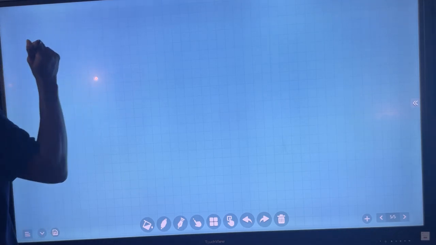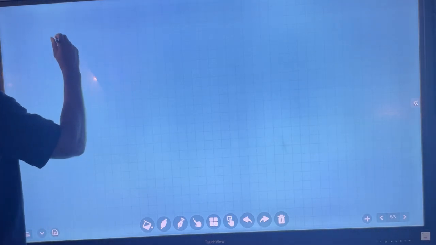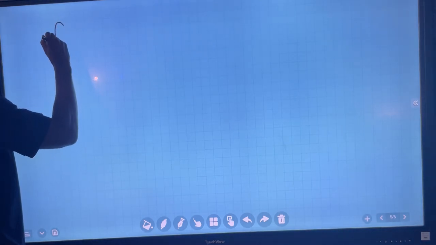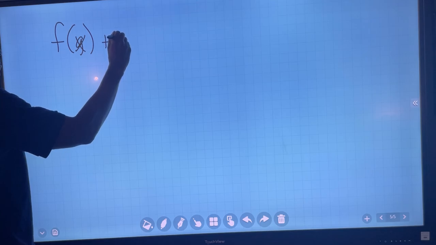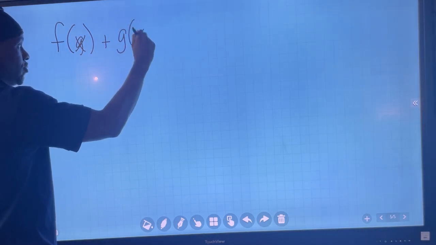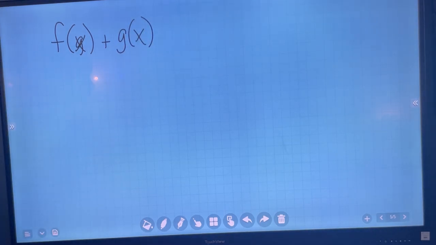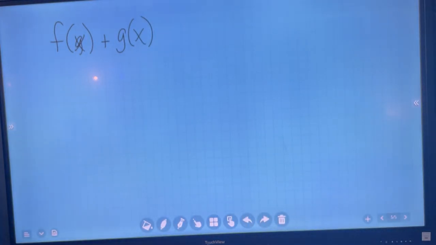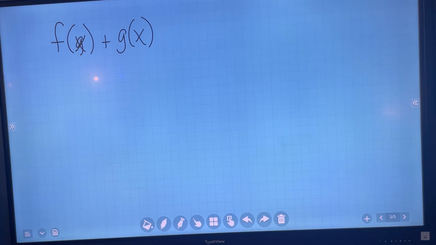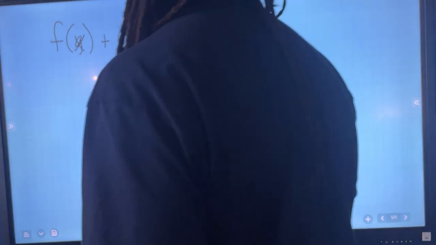All right, so what are they asking us to do? Are they asking us to add? F of x plus what? G of x. They want us just to add those two? What is the question asking us? G of x plus f of x. They are asking us to add them.